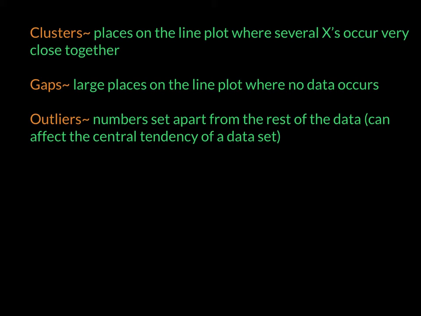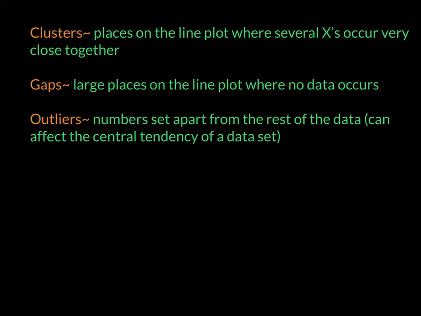Here are 3 important vocabulary words to write down. You'll need these for today's lesson, and they're crucial in understanding today's lesson. So our first word is clusters. Those are places on the line plot where several x's occur very close together. The next word is gaps. Those are large places on the line plot where no data occurs.